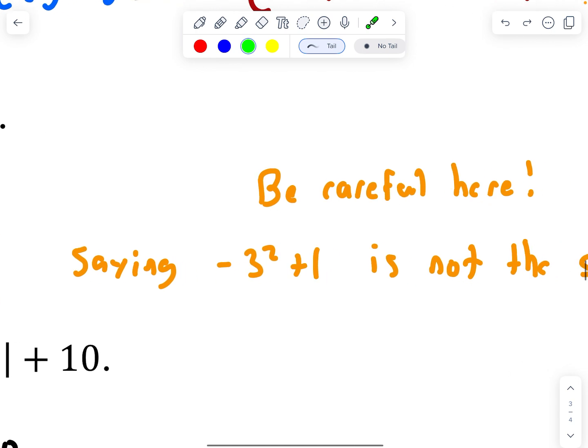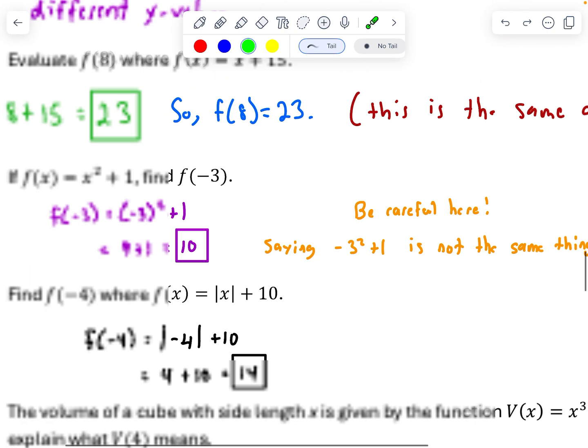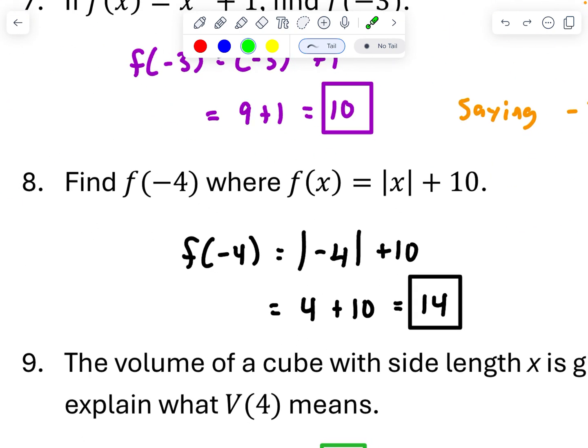A lot of students will write it like this and then calculate it correctly. But if you write it like this and type it in a calculator, you're going to get -8 because it's going to square the 3 first, because it's following order of operations. So you get 9, then you make the 9 negative, and then add 1. So be careful with that.